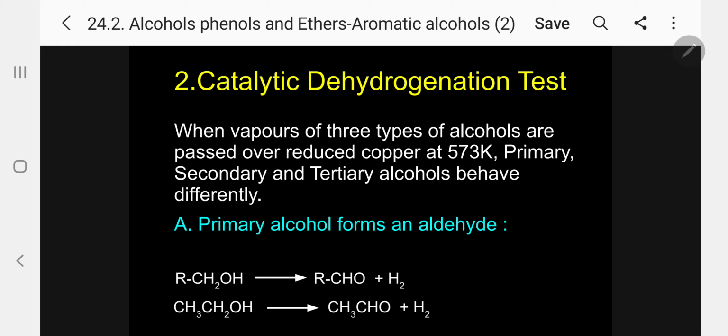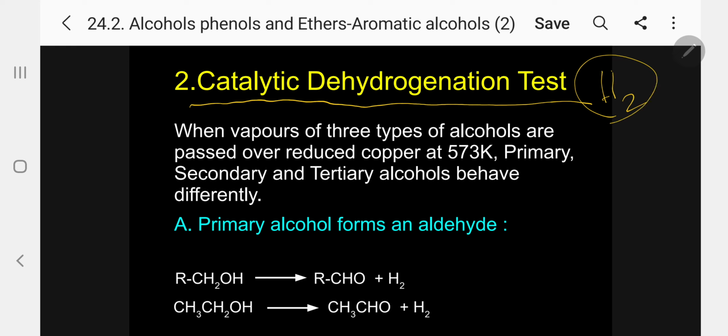Let me go for the second test to differentiate primary, secondary and tertiary alcohol. The name of the test is Catalytic Dehydrogenation test. That means removal of hydrogen. Removal of hydrogen is called dehydrogenation. In presence of a catalyst, normally we use copper, so catalytic dehydrogenation. When vapors of the three types of alcohol are passed over reduced copper at 573 Kelvin, please remember the temperature, 573, almost 300 degrees centigrade.